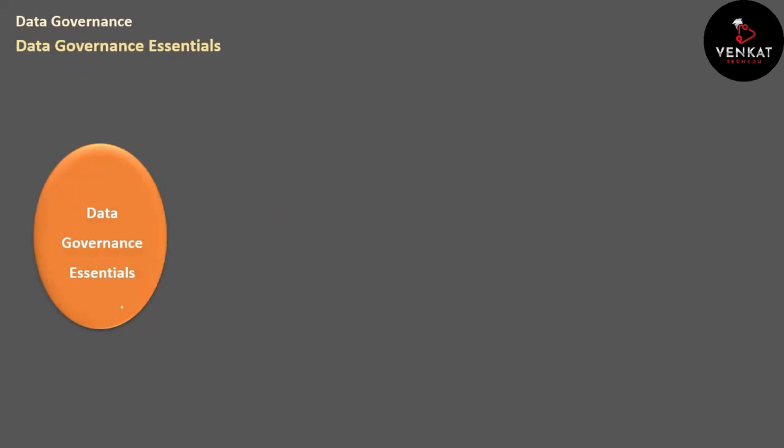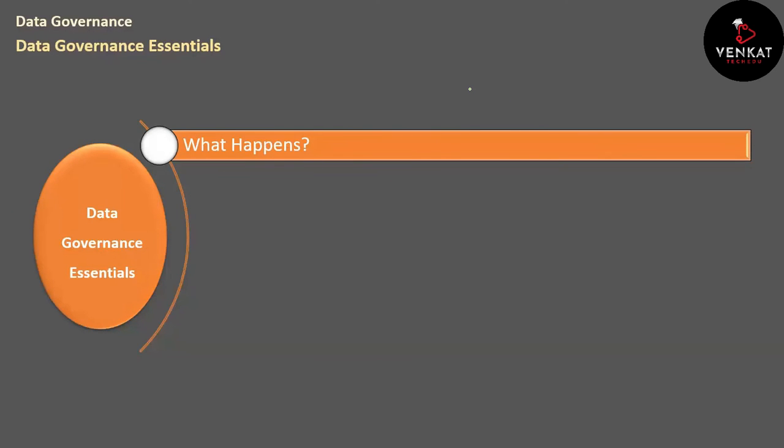Governing the data. So what are the essentials? What happens if data governance is not there? We have seen a couple of examples. If we don't govern the data, the quality will be out of control, obviously. Then it will result in the different master data challenges.